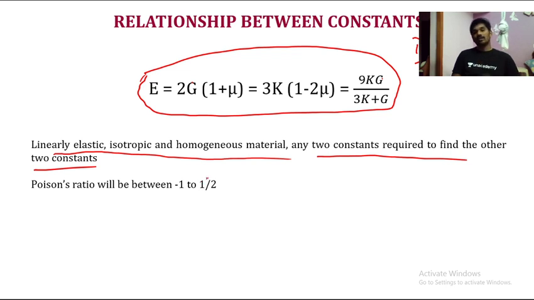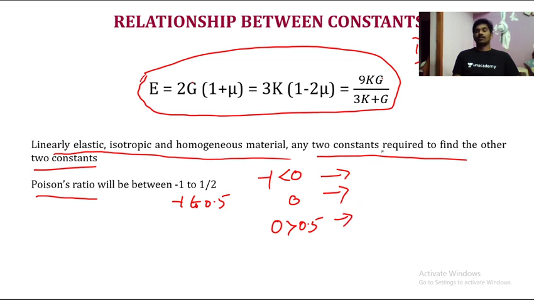Now coming to the second point, which is about Poisson's ratio. It lies between minus 1 and 0.5. I can split it into three types: less than 0, that is, from 0 down to minus 1; exactly 0; and greater than 0 up to 0.5. These are the three conditions.